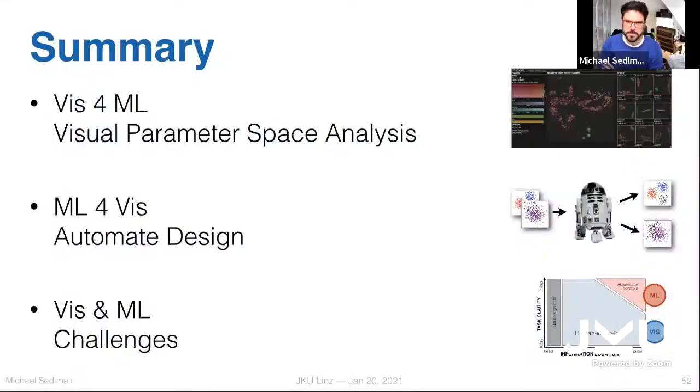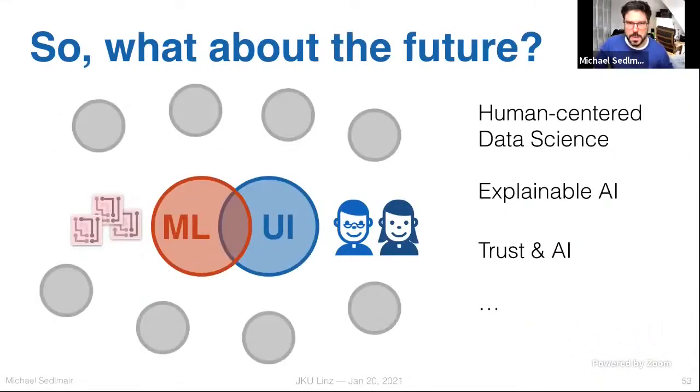Okay, to conclude. First, we talked about Vis for ML, and we specifically dived a little bit into this area of visual parameter space analysis, which you probably figured that I really like because we did work in it. Same for machine learning for Vis. I do really think this is a very important area, and I'm happy that more and more people are going down that route now. And then finally, we concluded by talking about 3 challenges that might lie ahead in actually combining visualization and machine learning into something that really benefits many people.